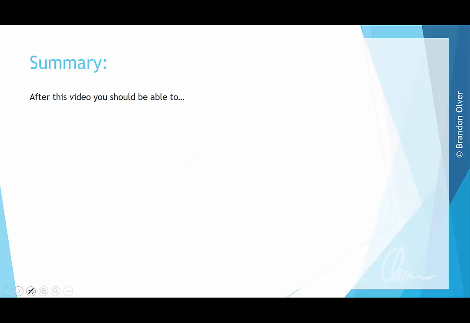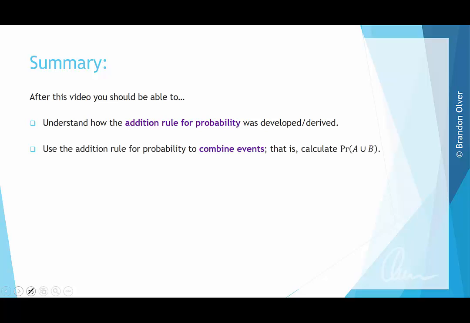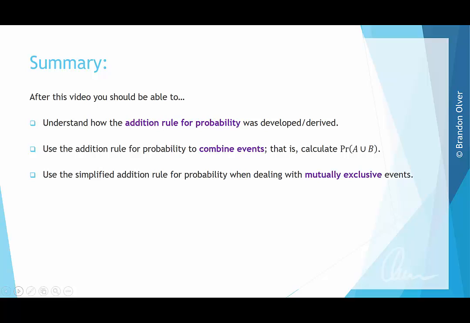After this video, you should be able to understand how the addition rule for probability was developed or derived, use the addition rule for probability to combine events, that is to calculate the probability of A union B, and finally you should be able to use the simplified addition rule for probability when you're dealing with mutually exclusive events.